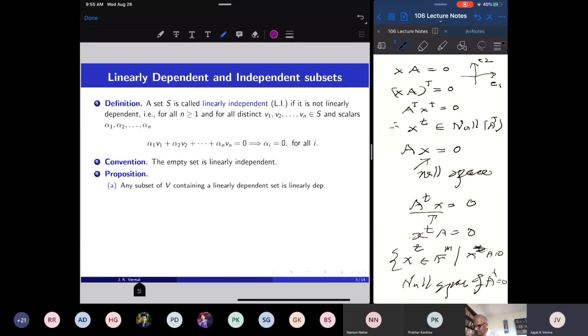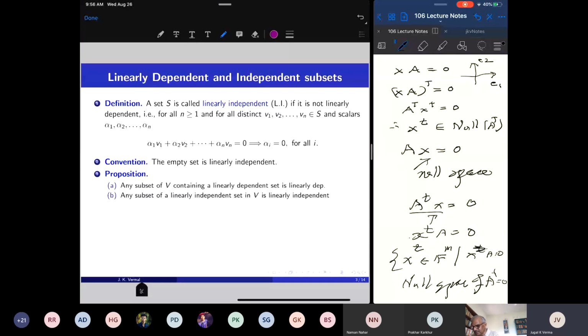If there is a non-trivial linear combination of non-zero vectors which produces the zero vector, then that set of vectors is called linearly dependent. So if I have a set which is linearly dependent and I enlarge the set, then the same relation will also hold in the larger set. So a superset of a linearly dependent set is linearly dependent.